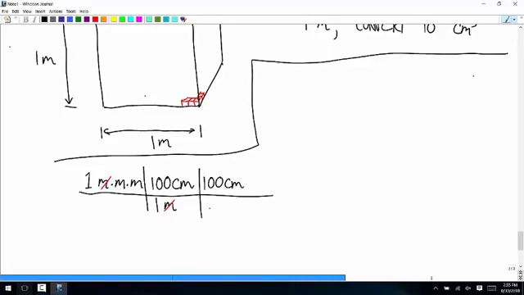So 100 centimeters over 1 meter. And then one more time, 100 centimeters over 1 meter. Those cancel. Those cancel. And so now we've gotten units of centimeters cubed. We have 3 centimeters there multiplied together. And the number is 100 times 100 times 100, which is 1,000,000. So it takes 1,000,000 of those little centimeter cubes to fill a cubic meter box. Any questions about that?